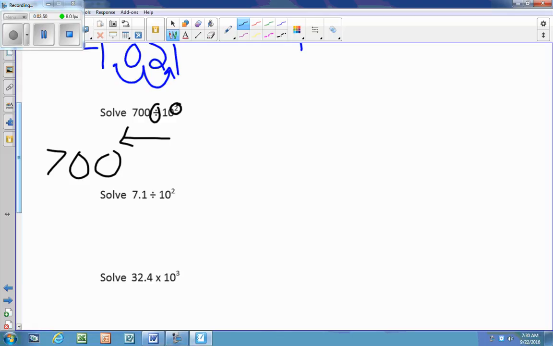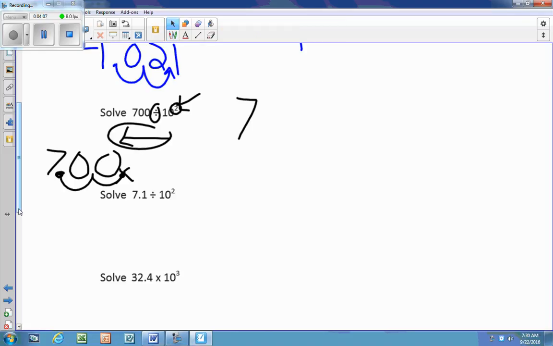Well, when I have a whole number, I have to remember there's a decimal all the way to the right. Once again, I have to jump twice, and remember, to the left. So I'm going to jump 1, 2. The decimal's now here, and I have a 7.